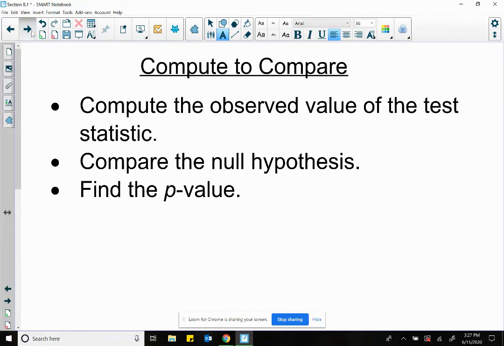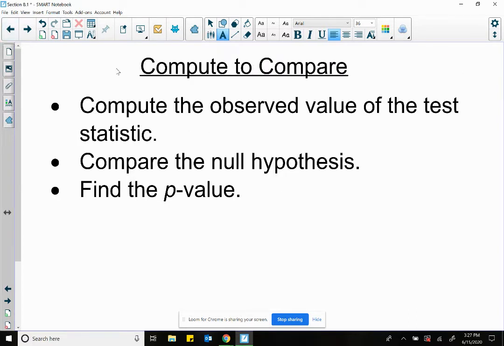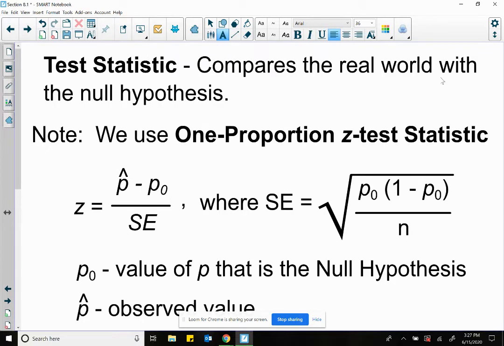So let's talk about this test statistic. Okay? The test statistic compares the real world with the null hypothesis. So in all this, that's what a test statistic is all about. It's a way for us to compare the real world with the null hypothesis. And one type of test statistic is what we call a one proportion z test statistic. Okay?